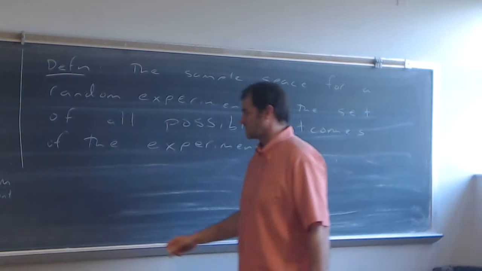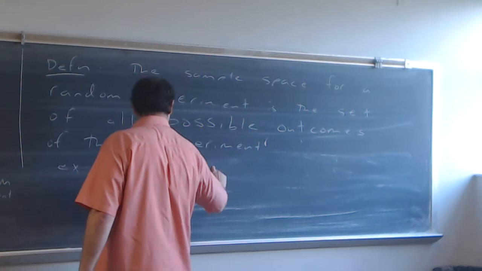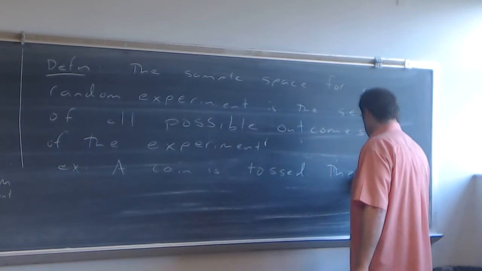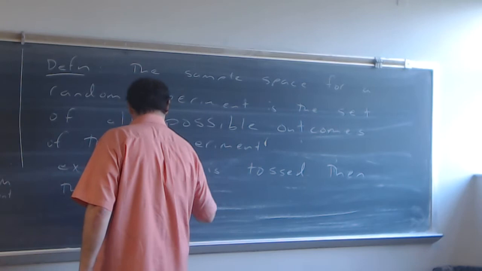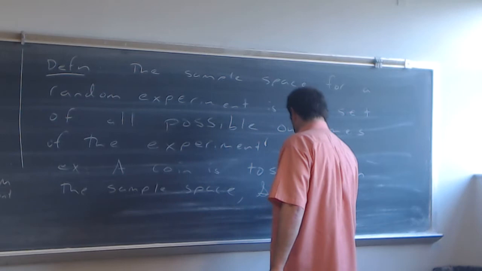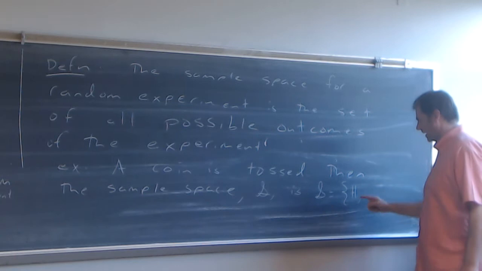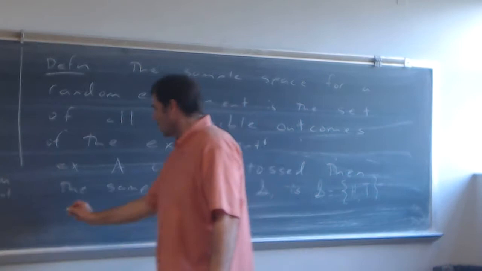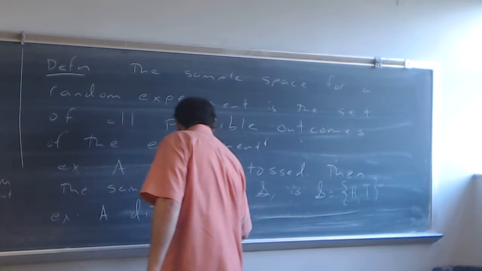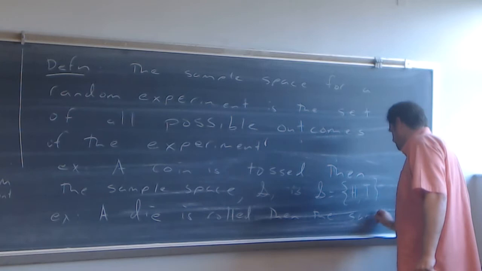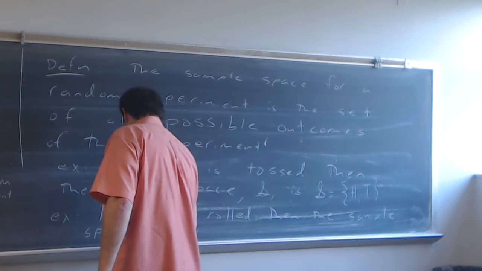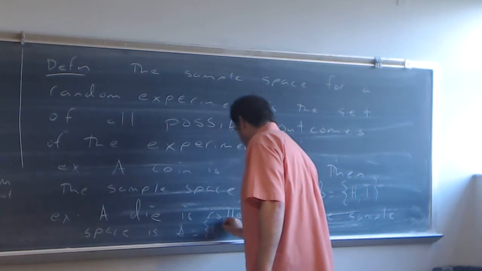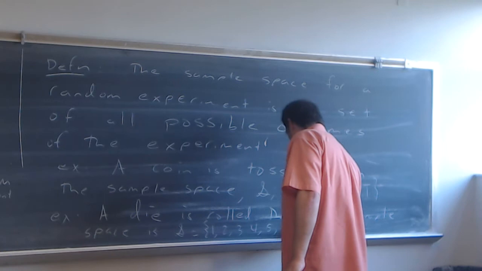If we have an example that a coin is tossed, then the sample space, and I'll denote it by script S, is equal to, well, it's a set, and I'm just going to symbolize the outcomes by H and T for heads and tails. Our other example, a die is rolled, then the sample space is script S equal to, the outcomes are the numbers 1, 2, 3, 4, 5, or 6. So that's its sample space.